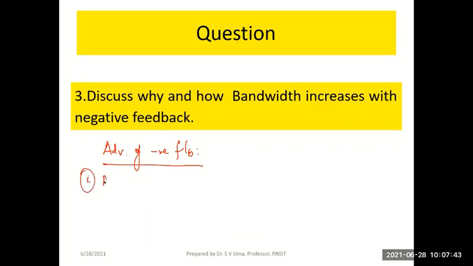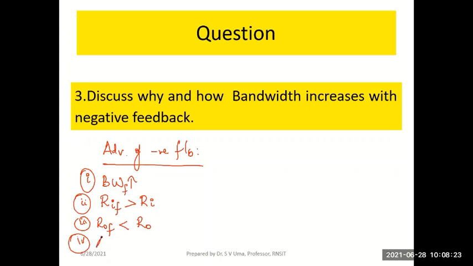The first one is bandwidth increases. Whenever I give negative feedback in an amplifier, its bandwidth will surely increase. And next is input and output resistances can be changed. So input resistance with feedback will be, in most of the cases, higher than input resistance without feedback. Output resistance with feedback can be made less than output resistance without feedback. These are some of the important advantages of giving negative feedback.